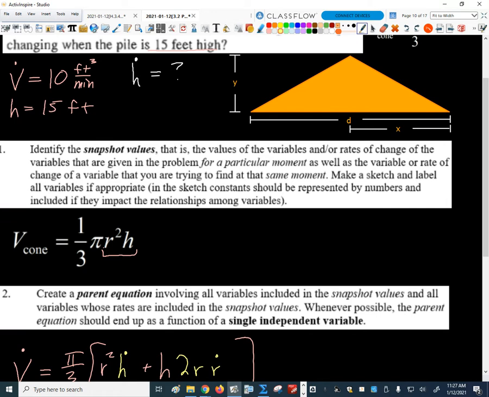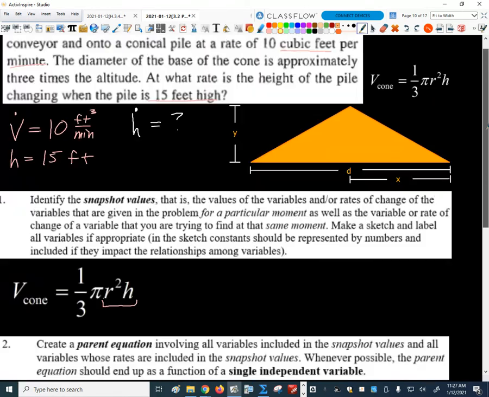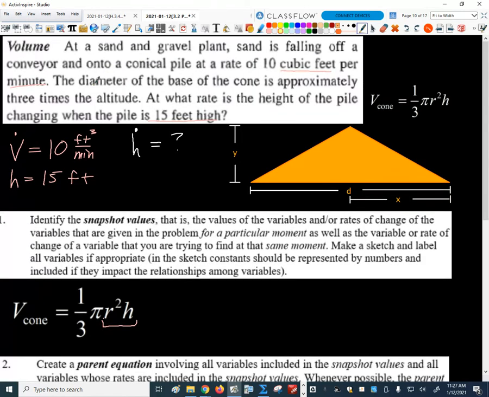You can find the r by just plugging h into the equation. Okay, so I could find the r because they give us some information about that, don't they? So I could maybe do something like this. They tell us that the diameter of the base of the cone is approximately 3 times the altitude. So let's take that piece of information right there.